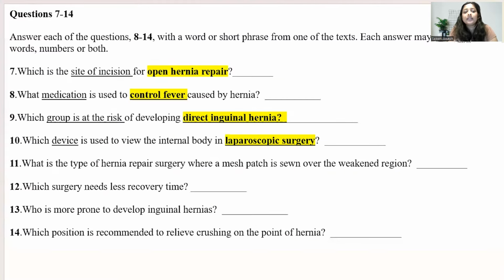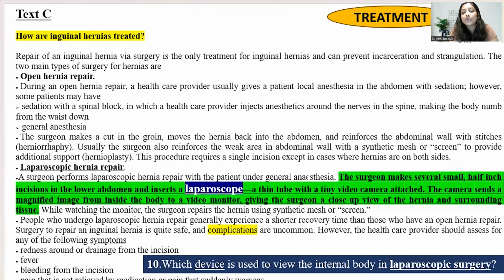Then next one. Which device is used to view the internal body in laparoscopic surgery? From which text is it? Laparoscope. Yes, laparoscope. See, the surgeon makes several small half-inch incisions in the lower abdomen and inserts a laparoscope, a thin tube with a tiny video camera attached.